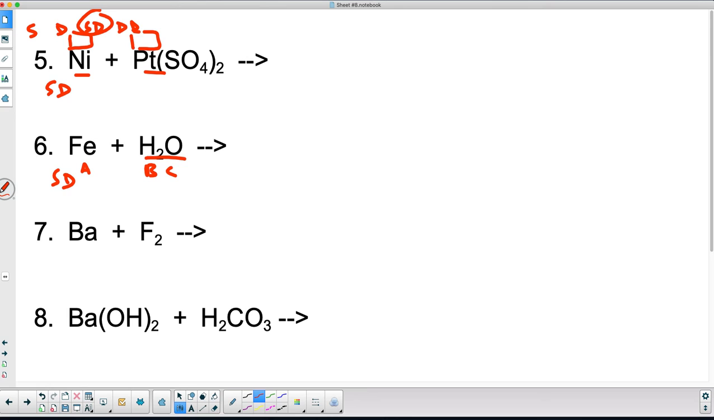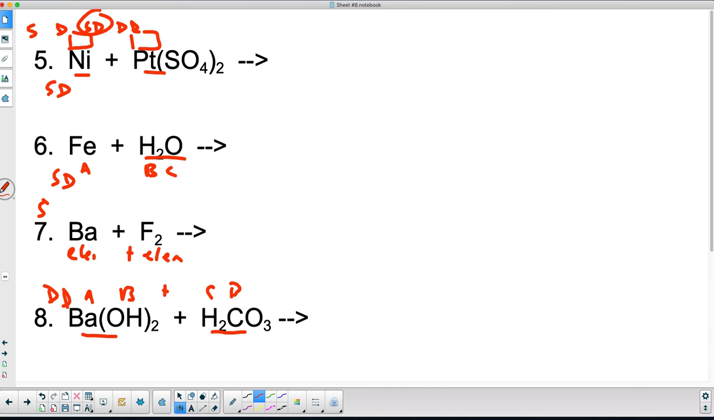Here, number 7 is our first one, where we have an element plus an element. So that makes this, of course, a synthesis. Okay, number 8, again, I have a compound plus a compound, which means double displacement. And then we just follow our A, B, C, D. Okay? All right.